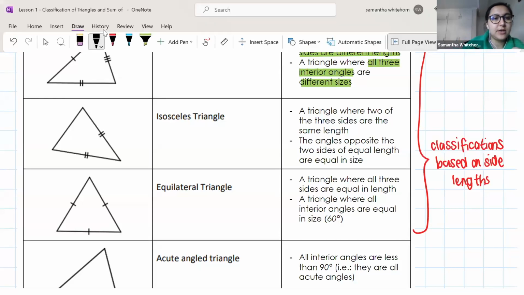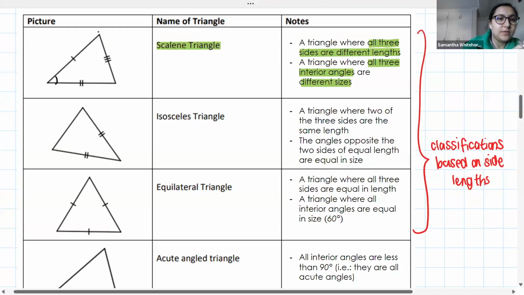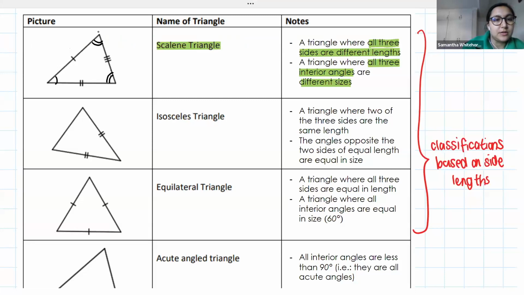So if we go to our diagram, we can now say that all of these interior angles are different sizes. You don't have to use the half circle shapes if you don't want to. You could use a dot, a cross, and a triangle, whatever you want, but they are different. That's the important thing here.